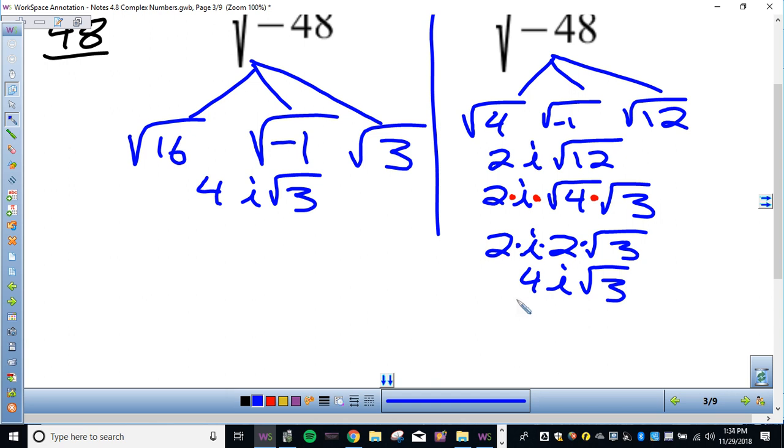So even if you pick the wrong number at first, you can still get to the correct answer. All right? Because that might happen to you. And hopefully you get to this point and realize you can still further break down the square root of 12. And then you just got to remember to multiply in between. That's all.